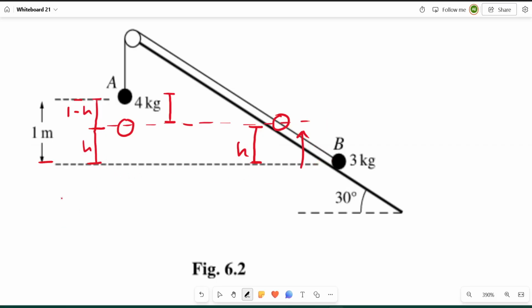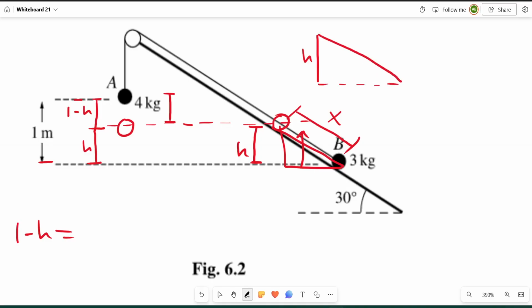How? That means that the distance that A moved, which is 1 minus h, should equal the distance that B moved up. Let's call this distance x, for example. So let's do a small triangle for B. I know that B is going to move a vertical distance of h as agreed. I know that along the plane, B is going to move a distance x, and I know that this is 30 degrees.